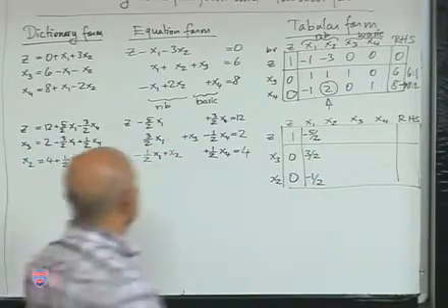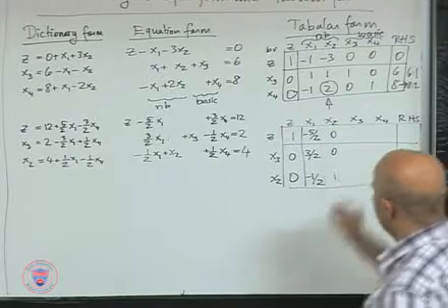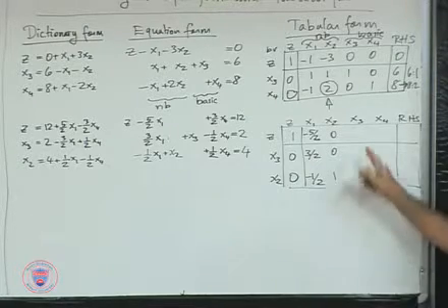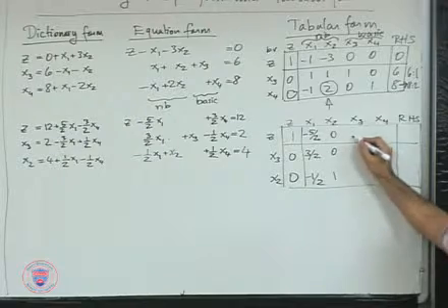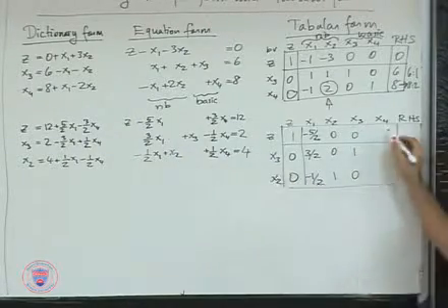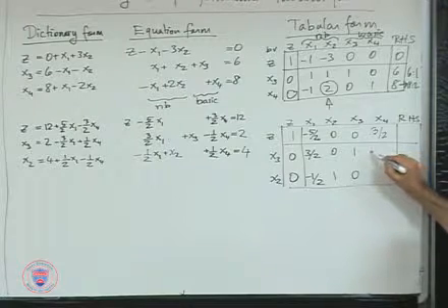That's the x1 column. The x2 column is a unit vector. Of course, for basic variables, you always have your unit vectors. For x3 column, we have 0, 1, 0. And for the last one, we have 3 over 2 and minus 1/2.